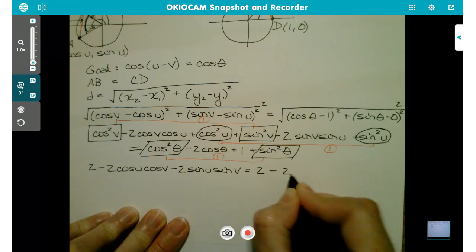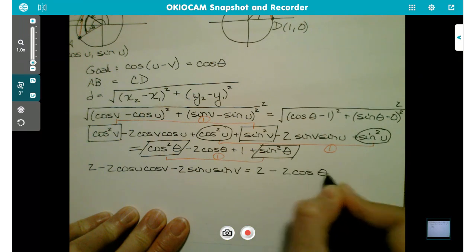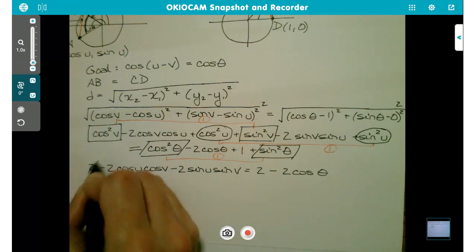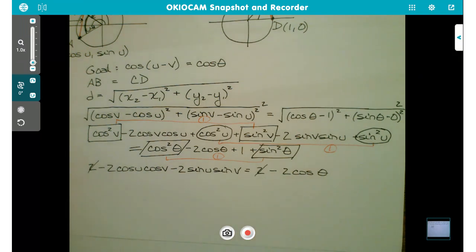And then I got 2 cosine theta. Well, I have a 2 on the left and a 2 on the right. This is an equation. Let's subtract 2 from both sides. There, done. I also want to divide each of my remaining terms by -2. I don't really need to keep writing those -2s. We can do that. It's an equation. I can divide every term by the same thing.